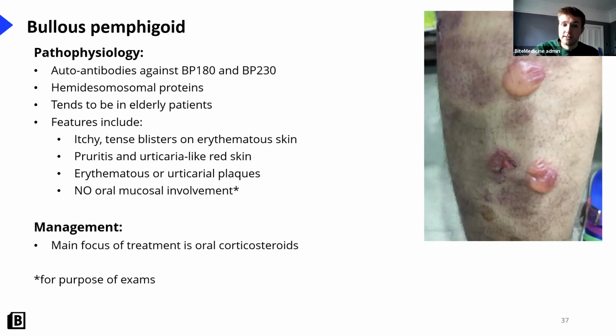And the management is giving oral corticosteroids. So essentially, it's a bit of an autoimmune reaction, so you give steroids.